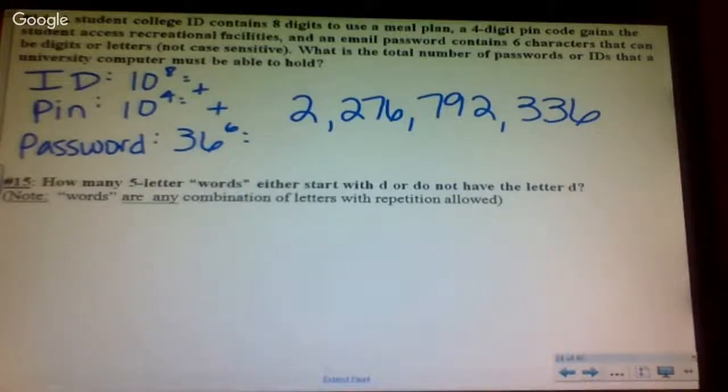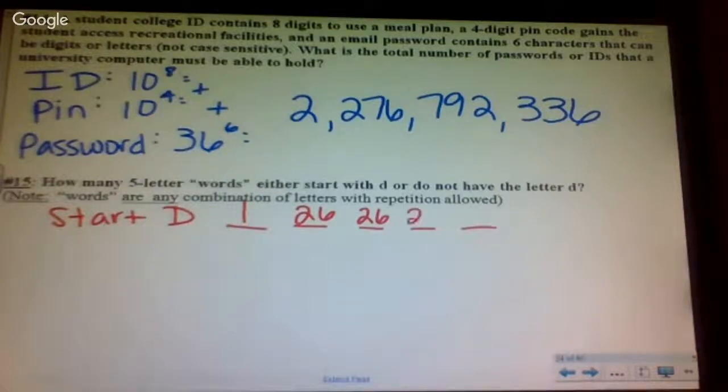Okay. How many 5-letter words either start with a D or do not have the letter D? So we have to do both separately. We start with a D. We're doing 5-letter words. This letter has to be a D. How many options do I have? 1. Everything else can be anything. So how many options do I have? 26. It's not saying that once you use the D, you can't reuse it. So I've got 26.